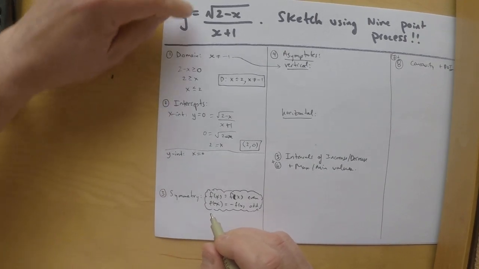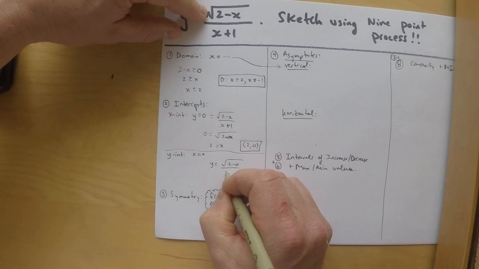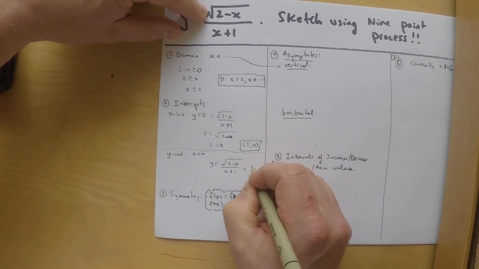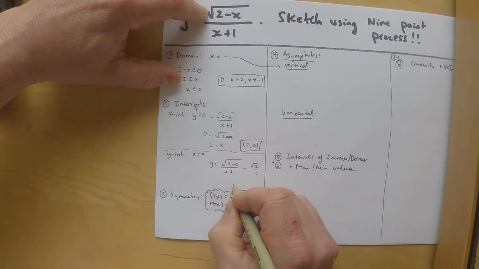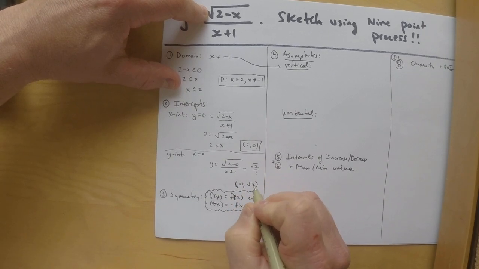And then your y-intercept is when x is 0. And x is 0, you go to the function, plug in 0 for x, and you get root 2 over 1. So your y-intercept is going to be (0, root 2).